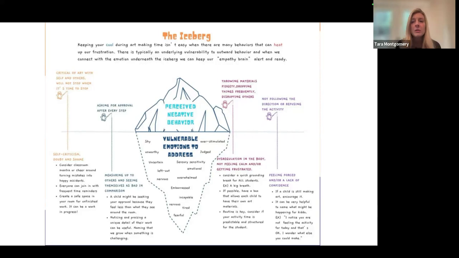And then throwing materials, fidgeting, dropping things, disrupting. This can be a dysregulation in their body. They're not feeling calm, or they're getting frustrated. So that's when we can take a quick break. Let's all take a big deep breath. Just try to get them to calm down. And then not following the directions or refusing the activity. They may be feeling forced, or they may just not have the confidence. They're not feeling it. They're not having the courage, or they feel like they don't have what it takes to complete it.